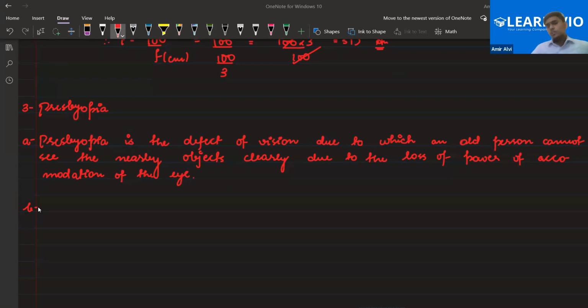And one more thing, Shazil, it's not specific to the person being unable to see nearby objects. The person also cannot see distant objects. In old age, a person cannot see nearby as well as distant objects clearly without using spectacles. That is due to the loss of power of accommodation. Okay?